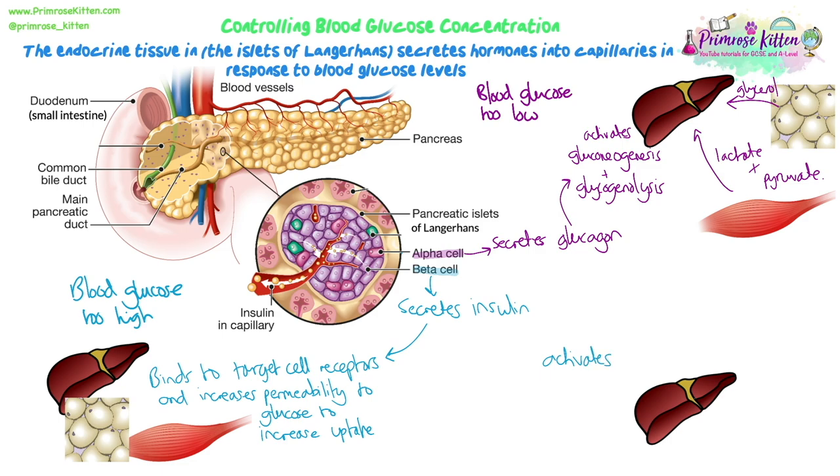The other thing it does as well, because obviously we talked about ways that we can decrease blood glucose, is that it activates in the liver the process where we take glucose and we start binding it together to make glycogen. So converting glucose into glycogen for storage.